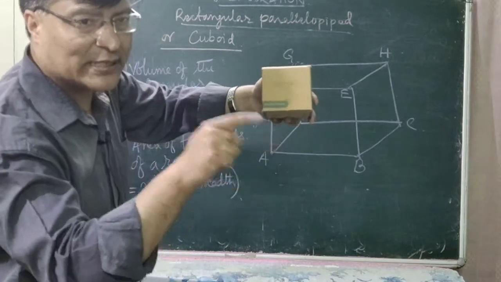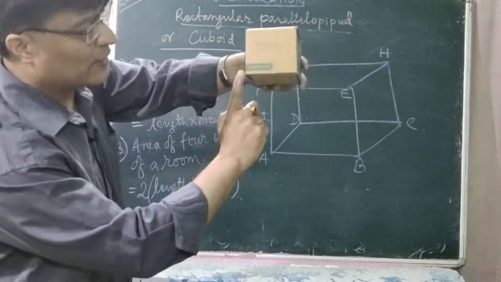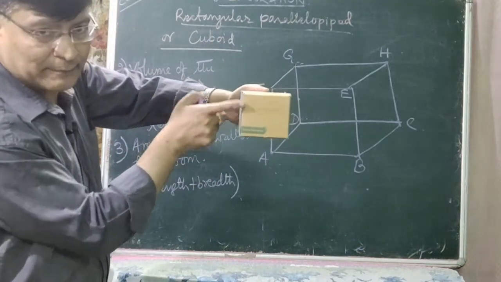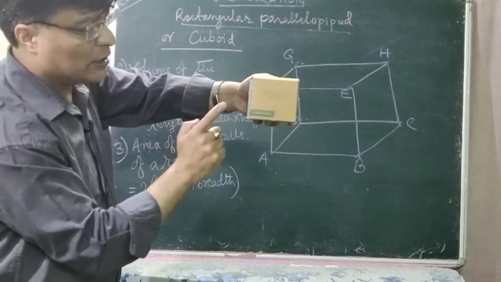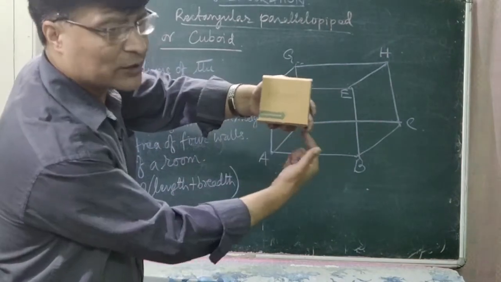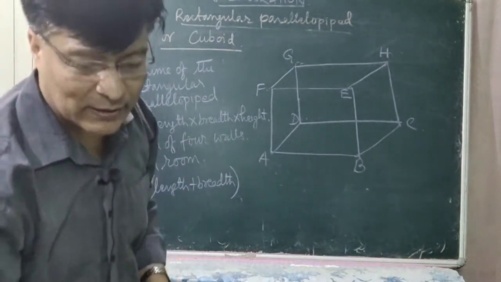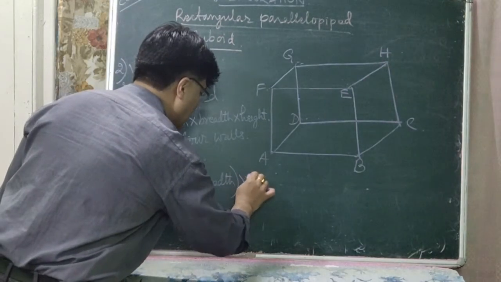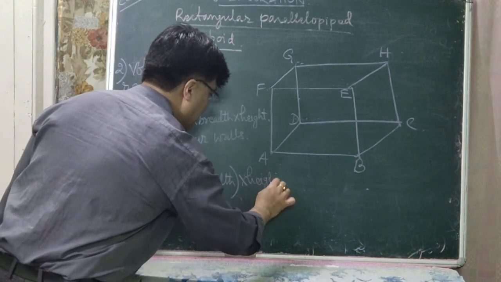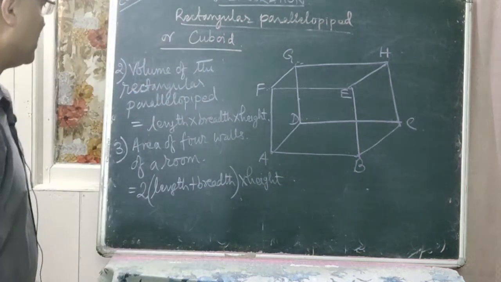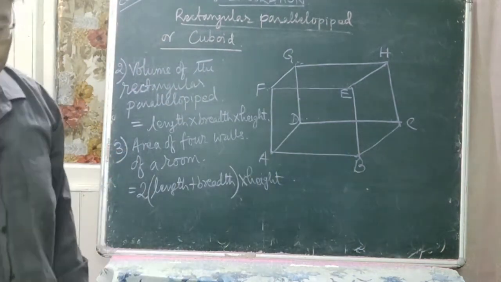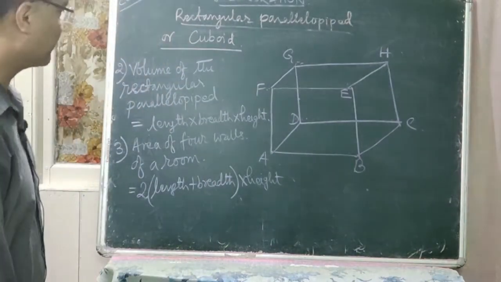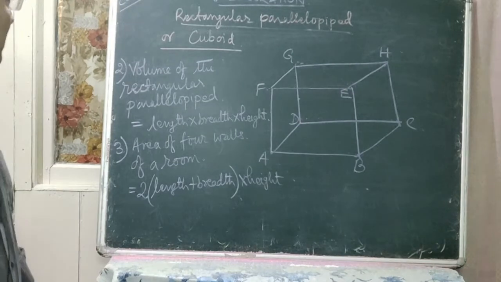के हुन्छ, twice into length plus breadth, that will give you the perimeter of this base. So if you multiply it by height you will get the area of the four walls of a room or rectangular parallelepiped. Okay, twice into L plus B into what will you write here? You have to write here height. So this is the area of four walls of a room, so I think you have understood it.